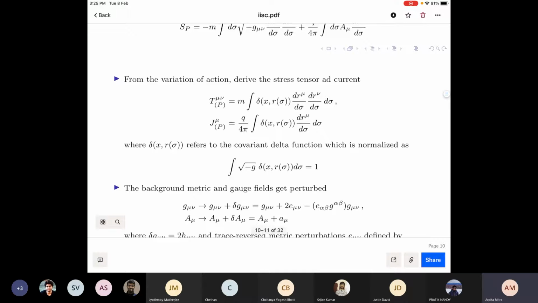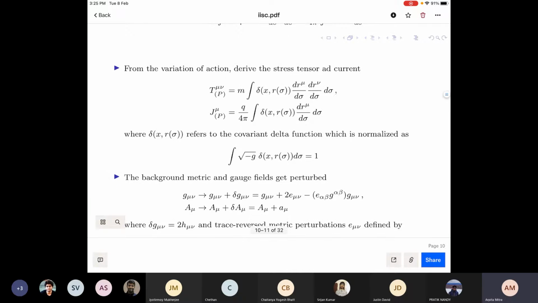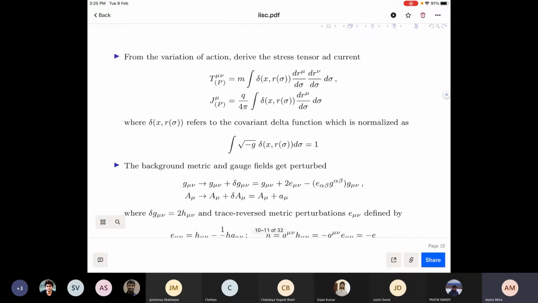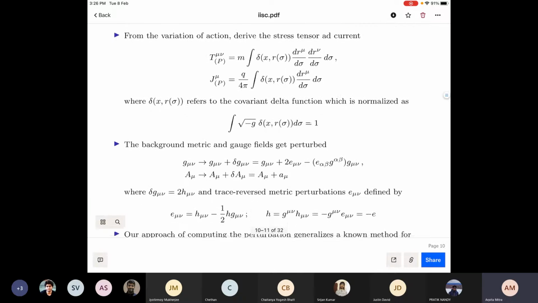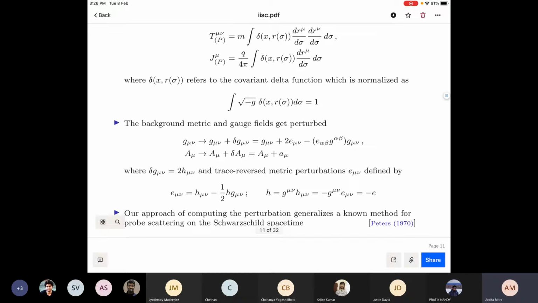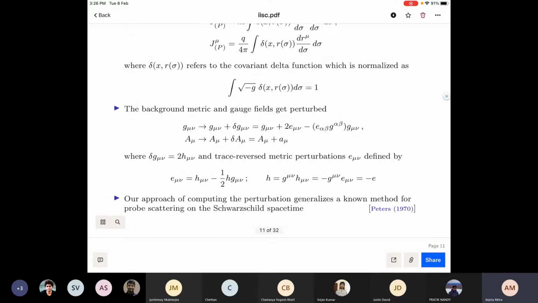The introduction of this probe particle will perturb the background metric field and the background gauge field. So the background metric field G mu nu is getting a perturbation delta G mu nu. We have rewritten this in terms of E, where E is the trace-reversed metric perturbation, and delta A is the perturbation in the gauge field, which we have denoted by small a.